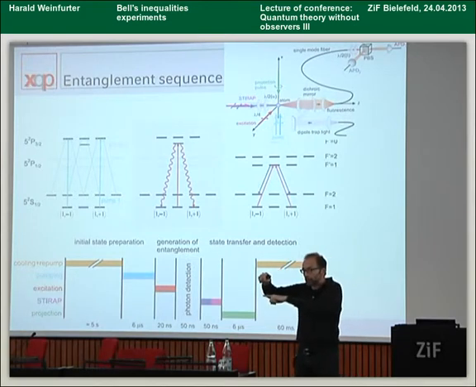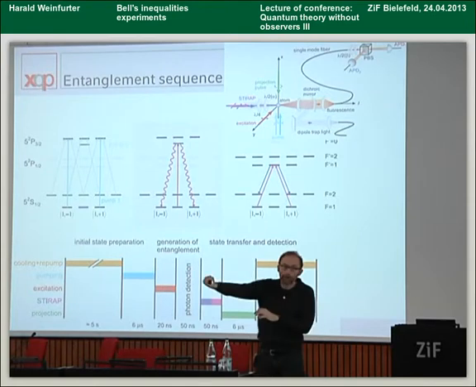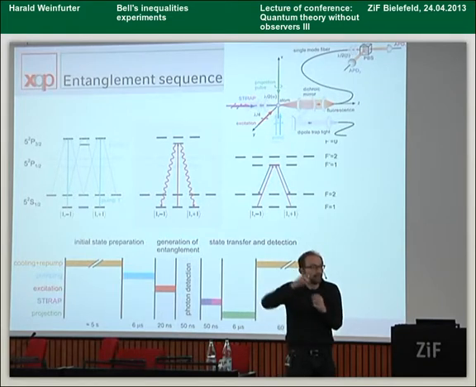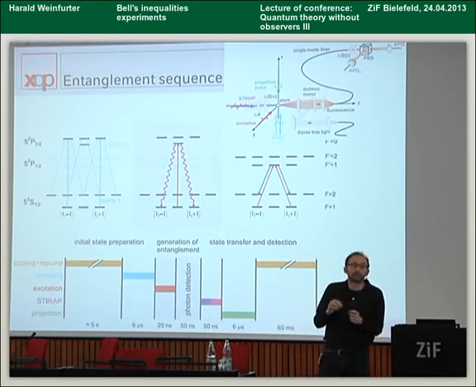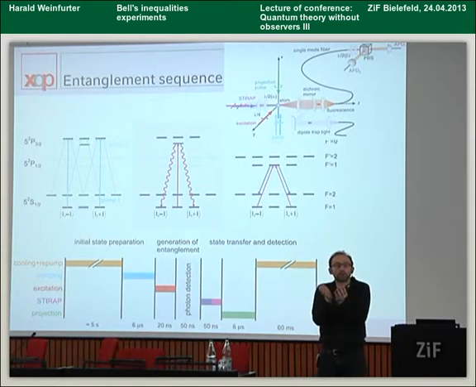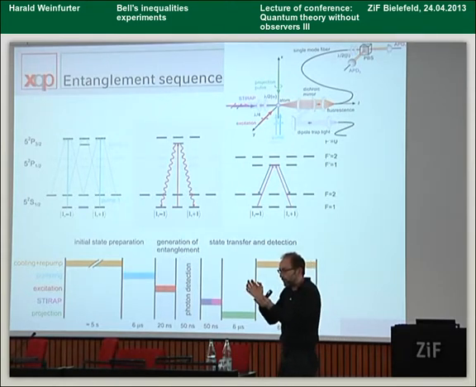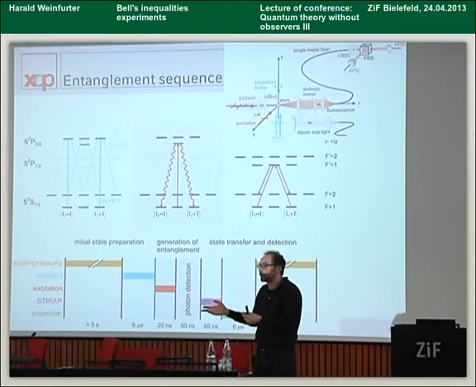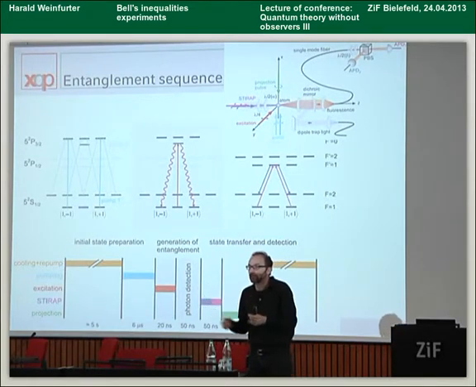And if the atom is in this f = 2 level, then we can push it out. So we shine light into the trap, which only talks to this f = 2 state, and which pushes the atom really out of the trap. And then we turn on the magneto-optical trap light, and then the atom will scatter if it's still in, or it doesn't scatter if it's not in anymore. And this is our detection signal.